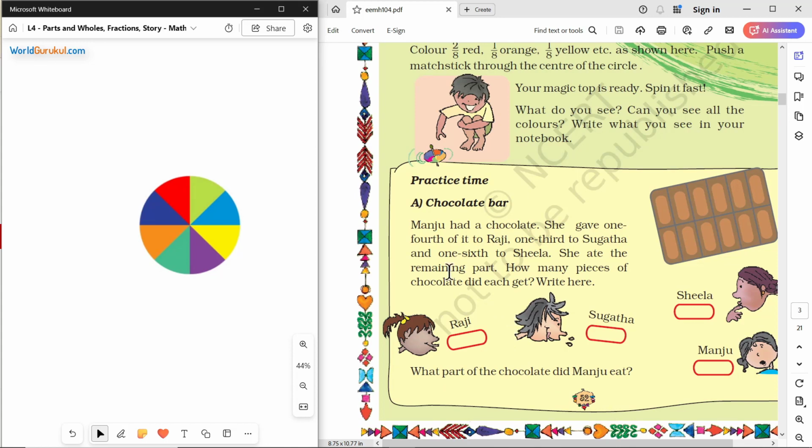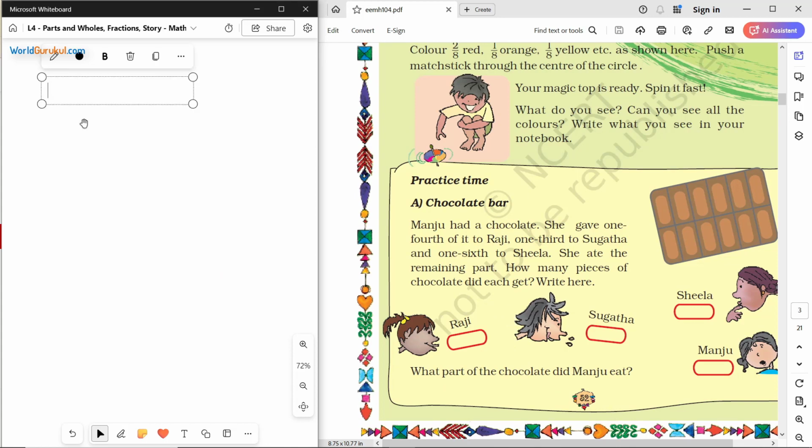Some practice time. Manju has a chocolate bar. That chocolate bar has got how many parts? Here 2 rows and we have 6 columns. 2 by 6 is 12 pieces. You can make 2 by 6 parts or pieces of this chocolate bar. Okay, so total parts will be 12 and each part will be 1 by 12, right?